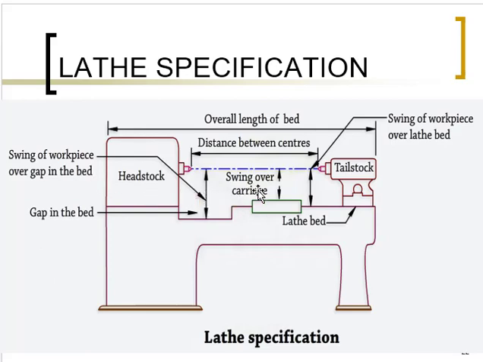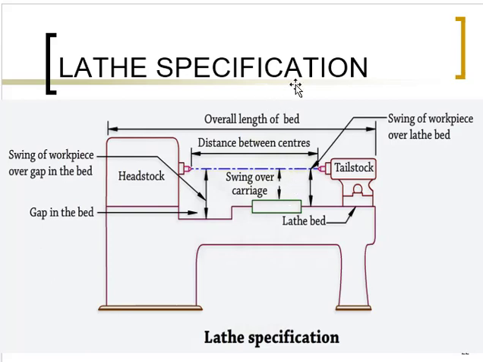And next and the final one is this one, swing over the carriage. So the carriage assembly will be somewhat higher there, so we can fix only the smaller diameter workpiece here, and this is swing over the carriage. These 5 terms you need to write whenever they ask for lathe specification.